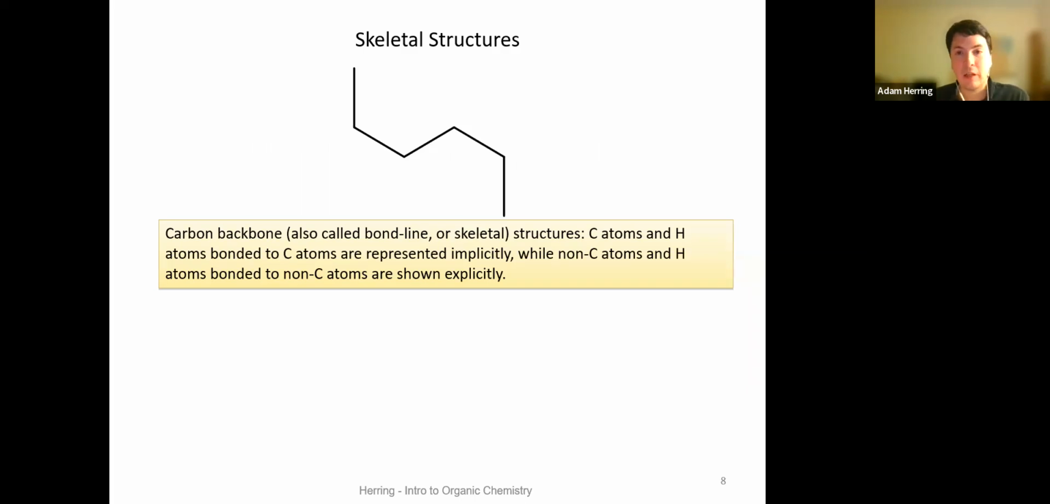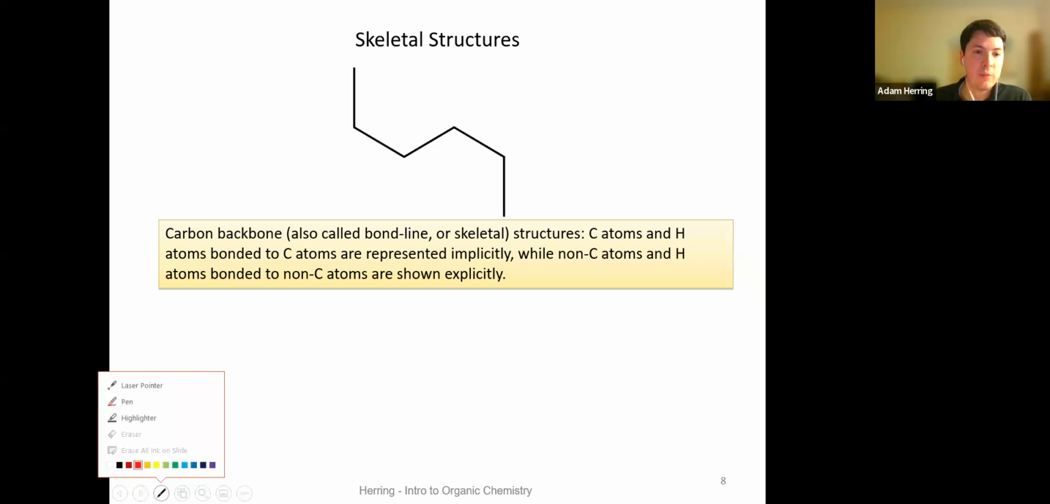So we use what are called skeletal structures most frequently because it simplifies the structures, makes it a lot easier to see what's going on. This is also sometimes called the carbon backbone structure. In these structures, the carbon atoms and hydrogen atoms are bound to each other, but they are not explicitly written out. Carbon atoms are indicated at the points. So in this molecule, we have 6 carbon atoms. 1, 2, 3, 4, 5, 6.